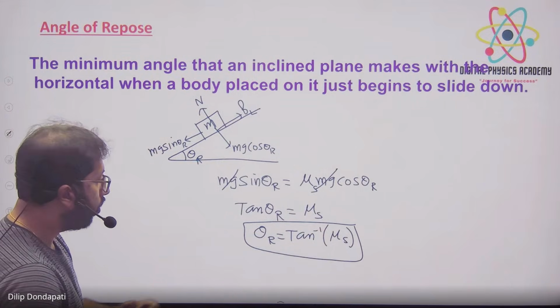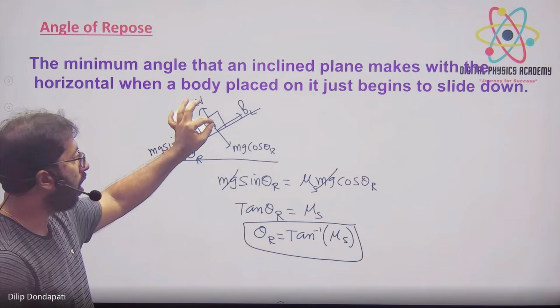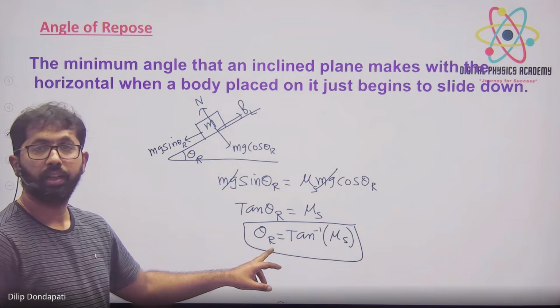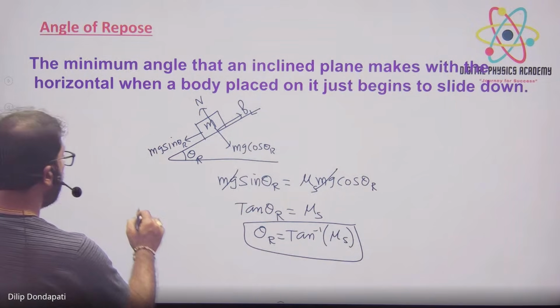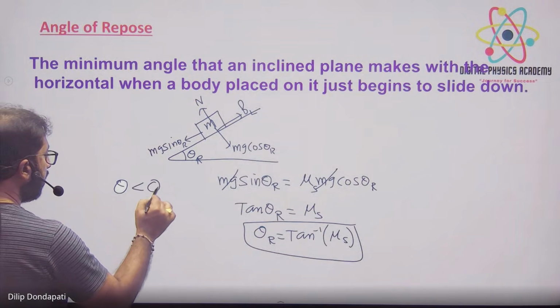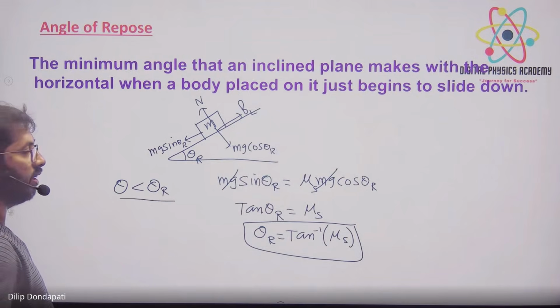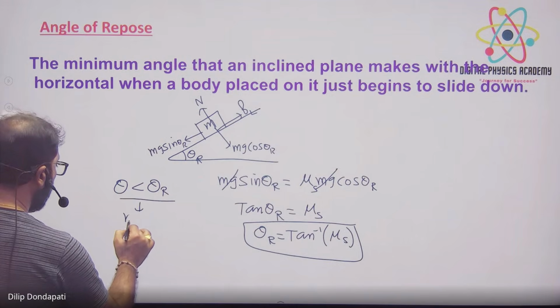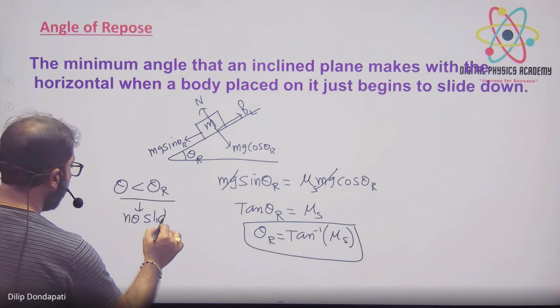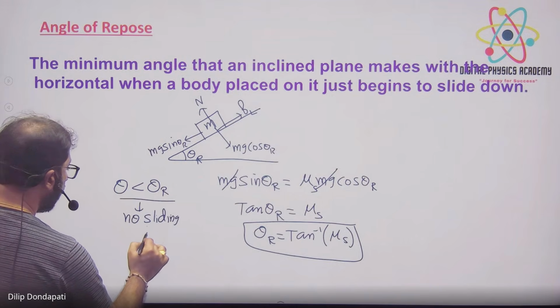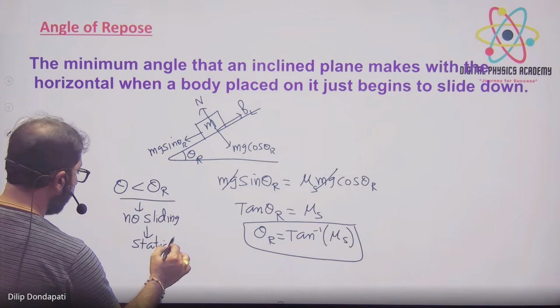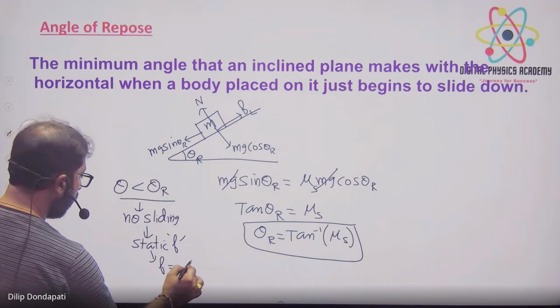Okay, now here the block will slide or not slide depending on the angle of repose, right? You tell me, if theta is less than theta r, will the body slide or not slide? It won't slide. No sliding. No sliding means which friction is acting? Static friction. And the formula for static friction? Equal to the applied force.